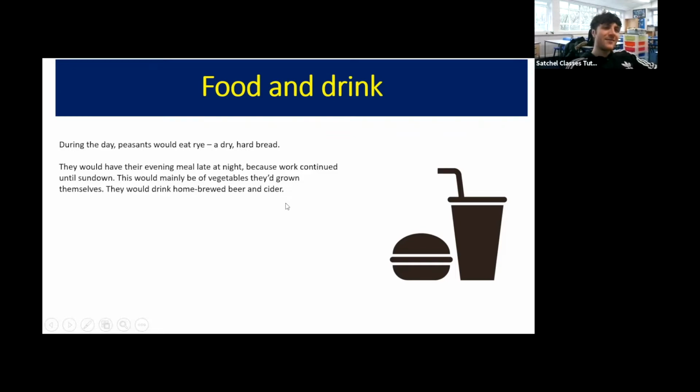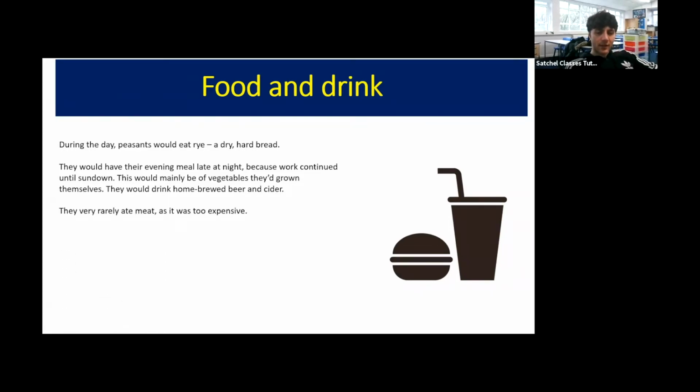They would have their evening meal really late. And the reason they have it late is because they had to work until the sun went down. They start when the sun comes up, they stop when the sun goes down. When they get in and have that evening meal, it's mainly going to be vegetables that they had grown themselves. In terms of drink, they'd often have home-brewed beer or cider.